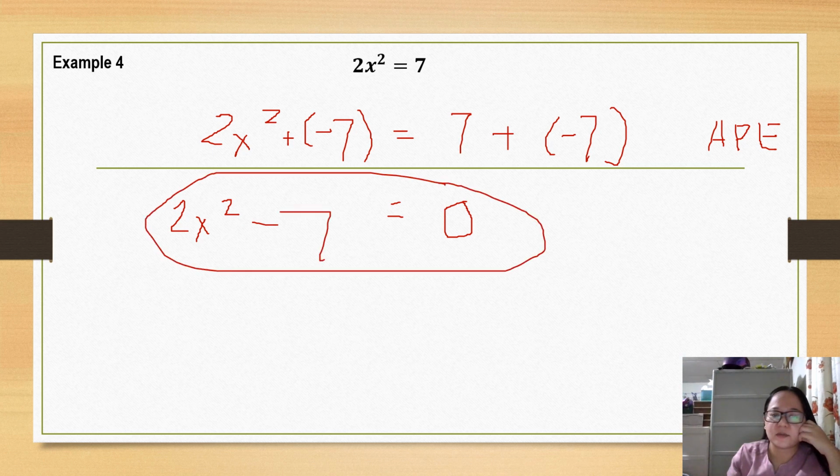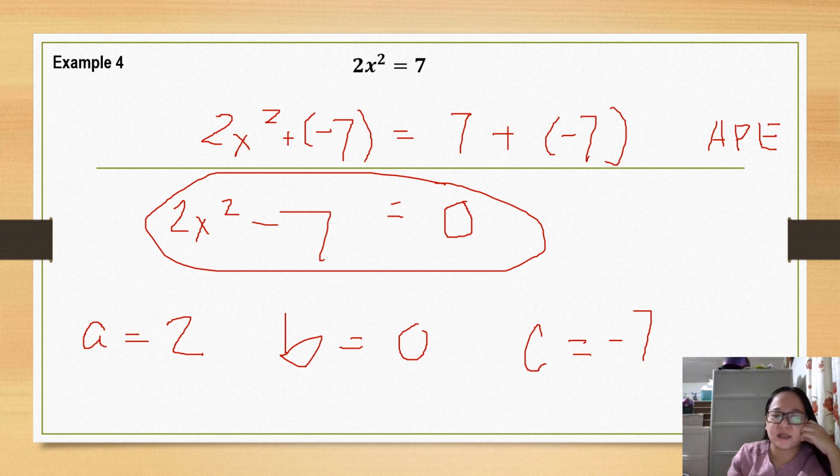So this is now our quadratic equation in standard form, where a is equal to 2, b is equal to 0. Why 0? Because there is no linear term. And c is equal to negative 7 because the constant term is negative 7.